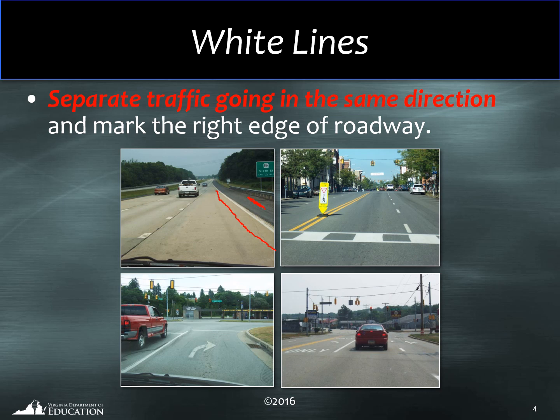Again, white lines can also be broken, as in the top left picture and top right picture, or they can be solid, as in the bottom left picture here. Okay? So again, yellow separates traffic going in different directions. White separates traffic going in the same direction.